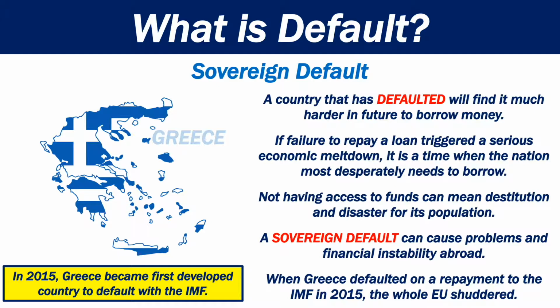If failure to repay a loan triggered a serious economic meltdown, it is a time when the nation most desperately needs to borrow. Not having access to funds can mean destitution and disaster for its population. A sovereign default can cause problems and financial instability abroad as well. When Greece defaulted on a repayment to the IMF in 2015, the whole European Union shuddered.